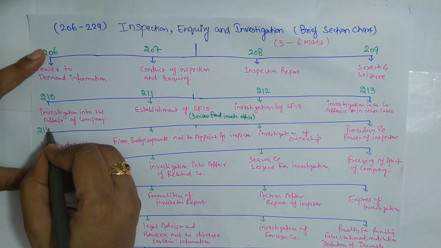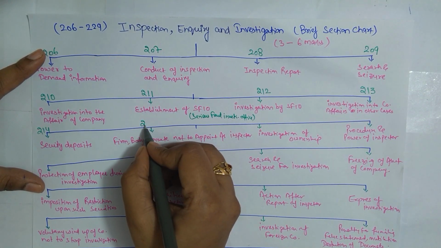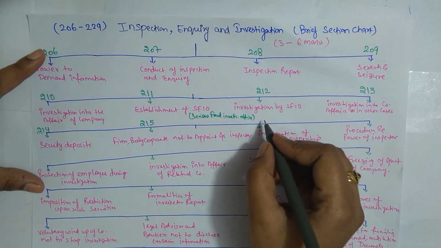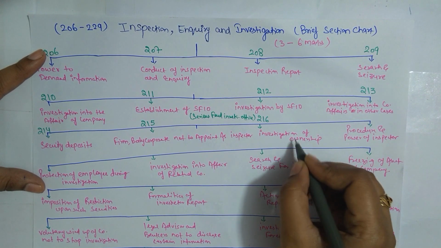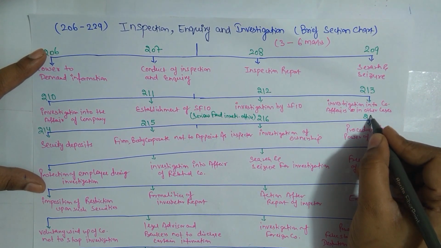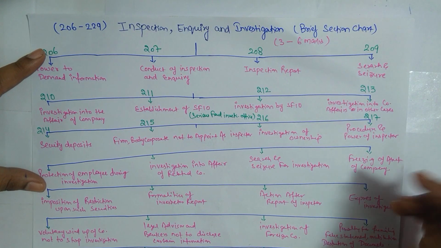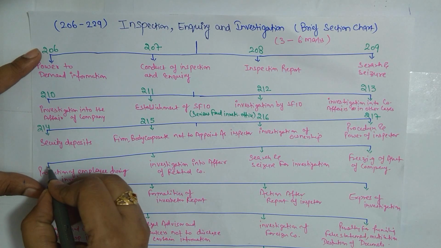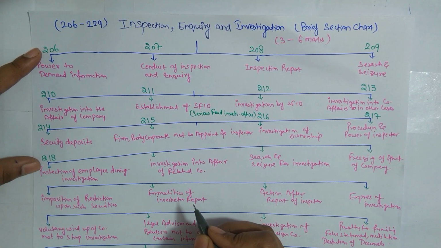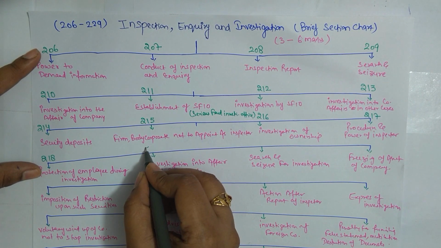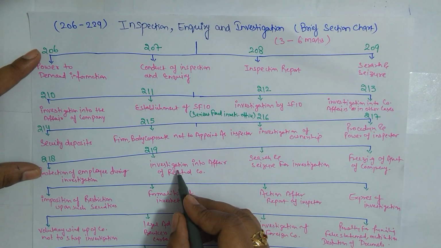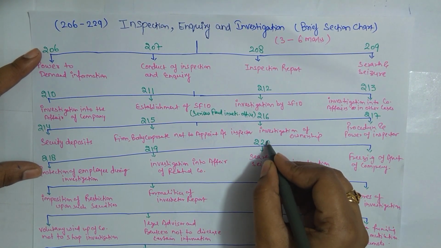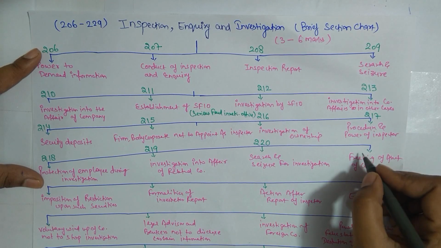Section 214, security deposits. 215, firm or body corporate not to be appointed as inspector. 216, investigation of ownership. 217, procedure and power of inspector while conducting inspection, inquiry and investigation. Section 218, protection of employees during investigation. Section 219, investigation into affairs of related companies. Section 220, search and seizure for investigation.